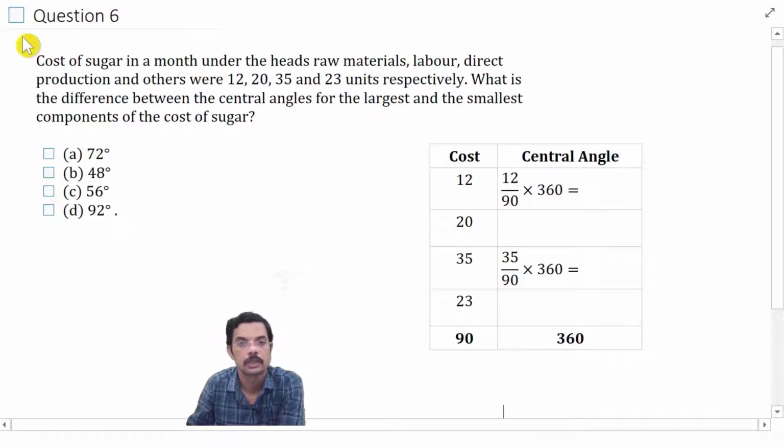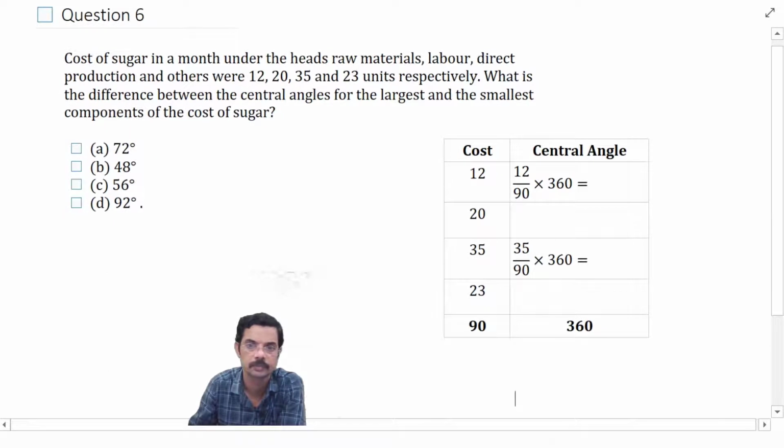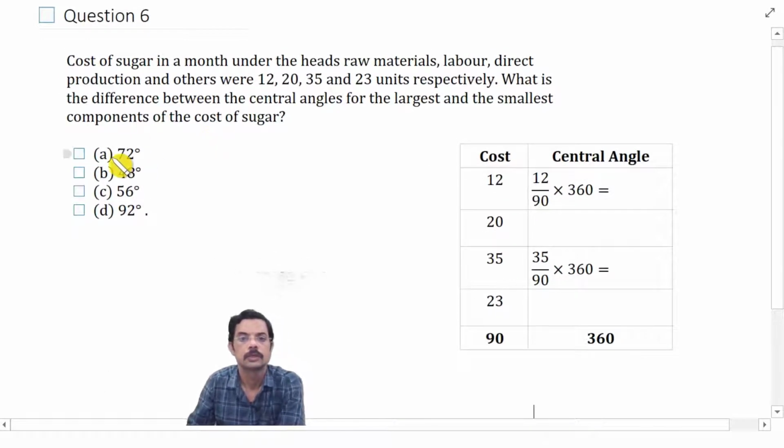Next, let us move on to question number 6. Look at the question. The cost of sugar in a month under the heads of raw materials, labor, direct production and others were 12, 20, 35 and 23 units respectively. What is the difference between the central angles for the largest and the smallest components of sugar? Okay, so the options are given here.